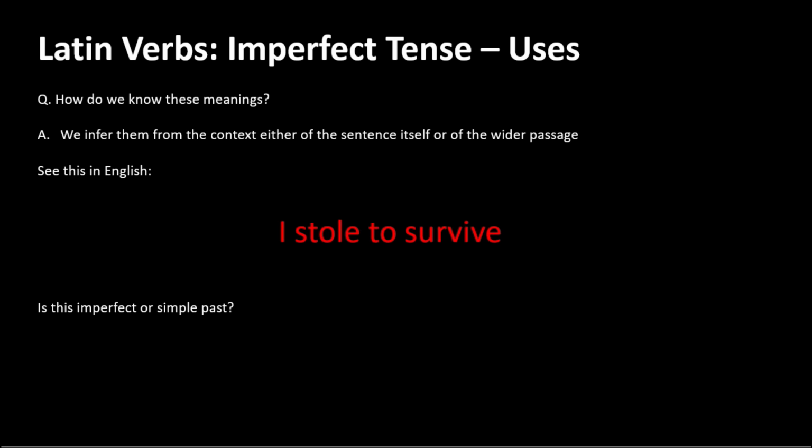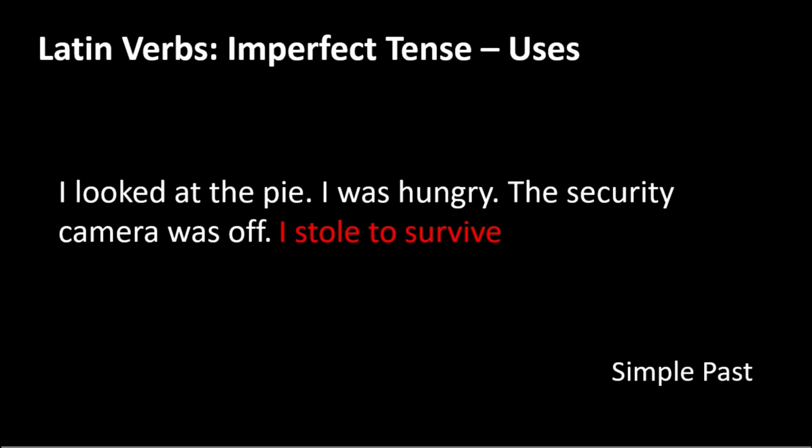Look at this. I looked at the pie. I was hungry. The security camera was off. I stole to survive. I stole to survive here is simple past. It is a single, unrepeated action that took place at once.